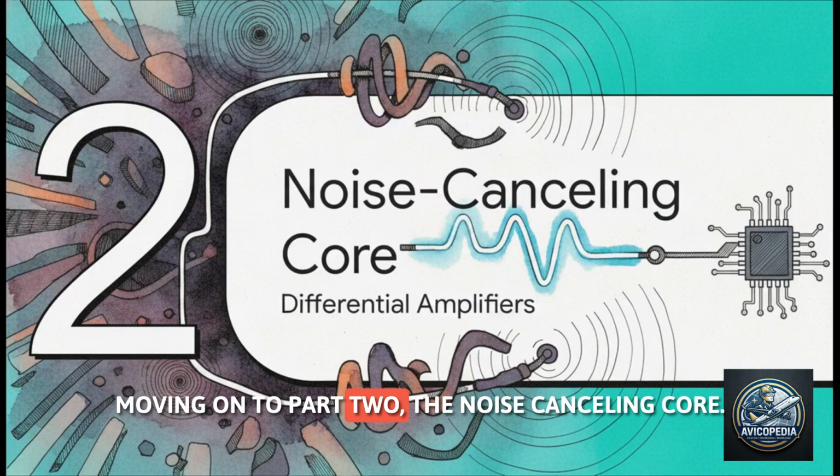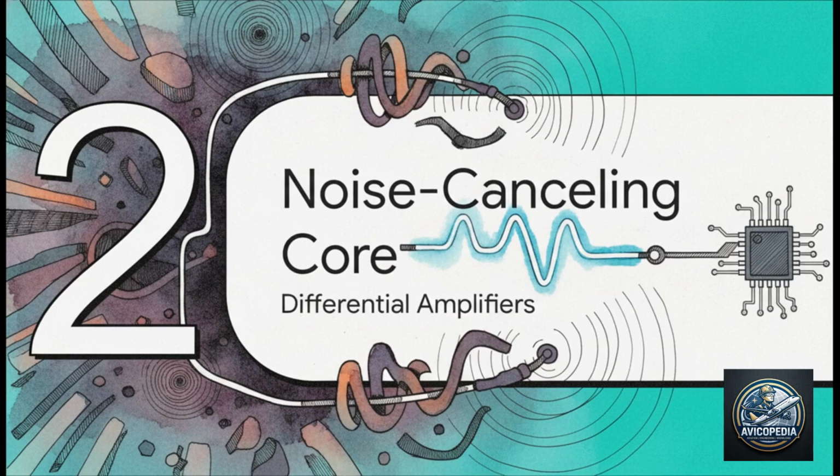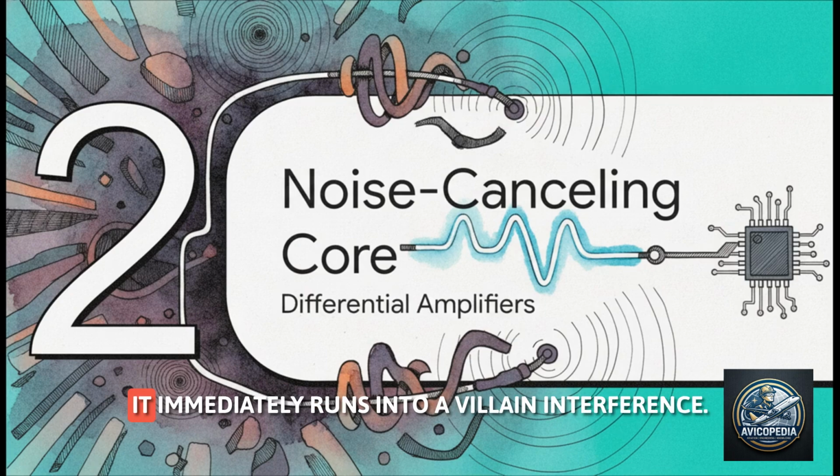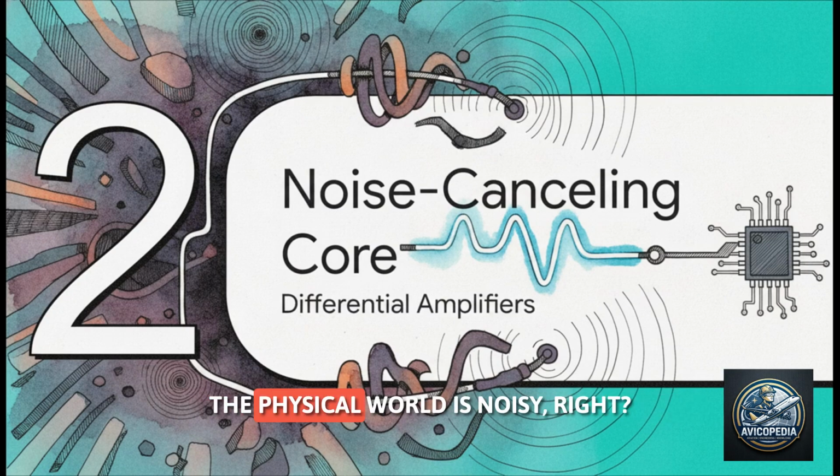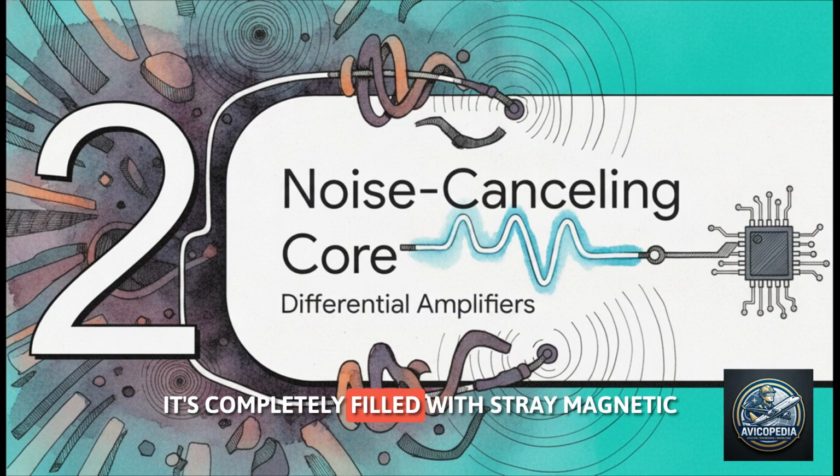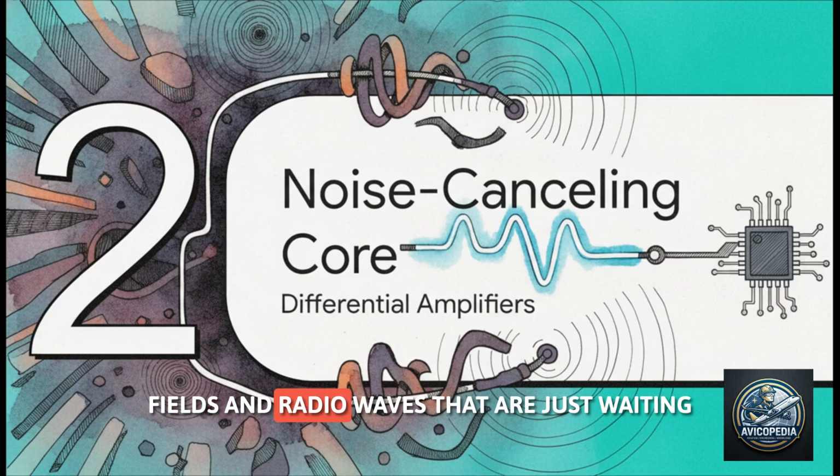Moving on to part two, the noise-canceling core. So as our hero signal travels through wires to get to this chip, it immediately runs into a villain: interference. The physical world is noisy, right? It's completely filled with stray magnetic fields and radio waves that are just waiting to distort our signal.